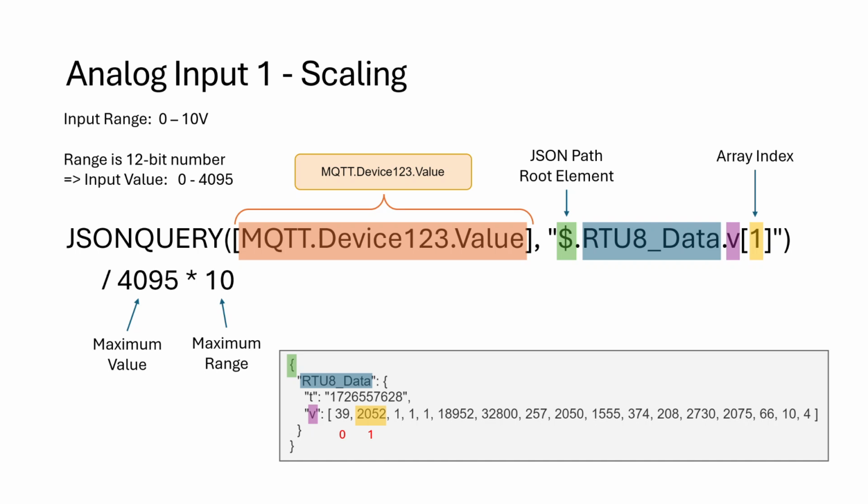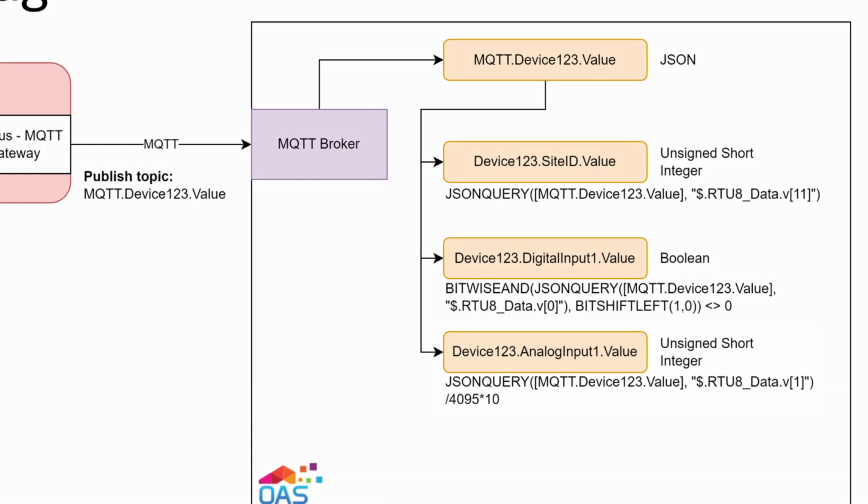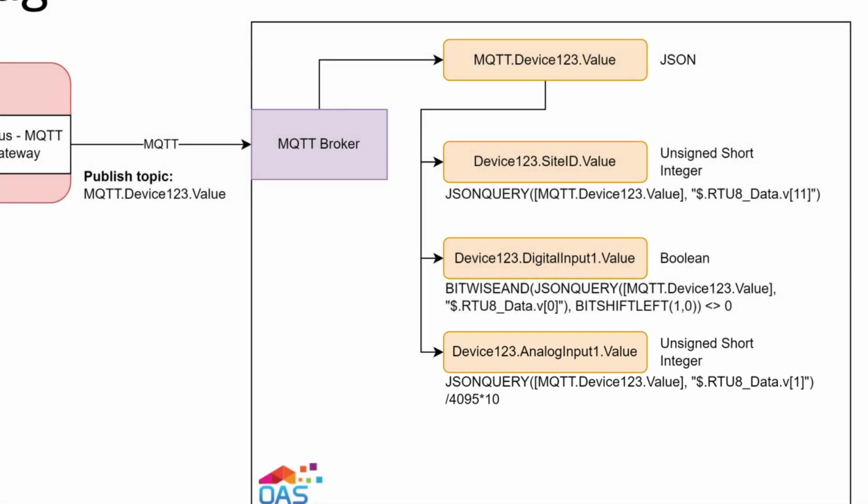The second approach is very similar, but you could create 2 more tags to hold the scaling and range values, and then reference those in the formula, so they're not hard-coded. And the third method is to use the gain and offset feature of an OAS tag. But to use a gain, you'll have to put in the ratio, which is 1 divided by 4095 times 10. So now we have an analog input, and we can create a tag for that with an unsigned short integer data type. Again, we could repeat this for the other 3 analog inputs.